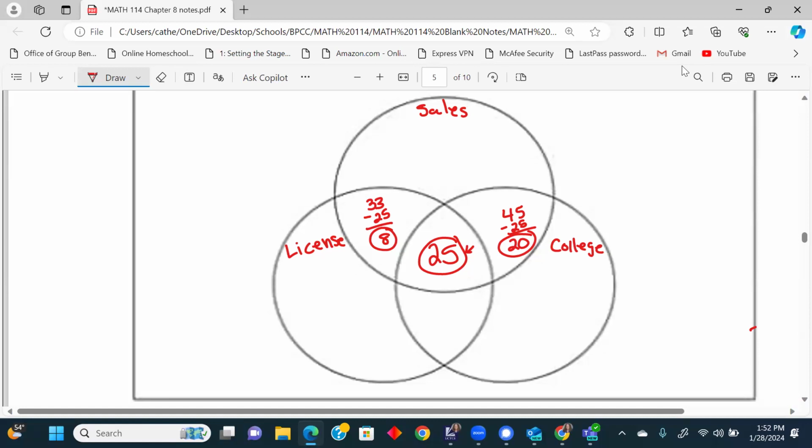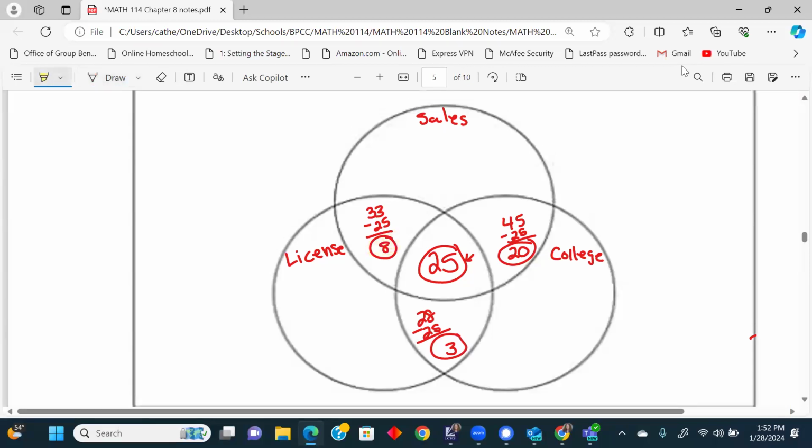All right, so now we need the overlap of college degree and real estate license, which was 28, minus the 25 that also had sales experience. So that's 3 for this circle. I'm going to highlight these. They haven't even asked me any questions yet. I'm just filling out the information.